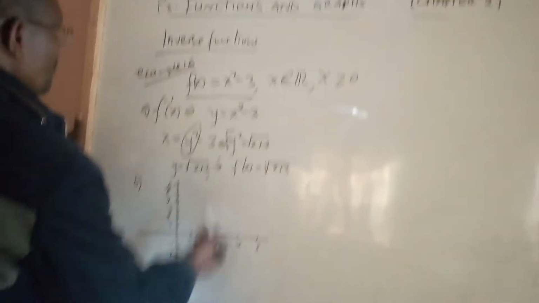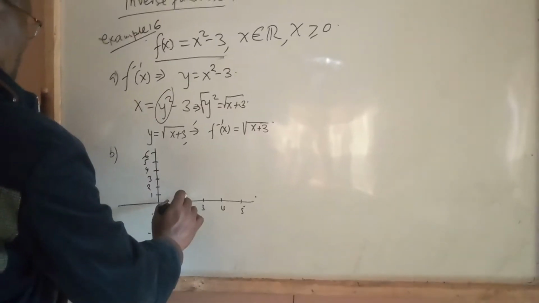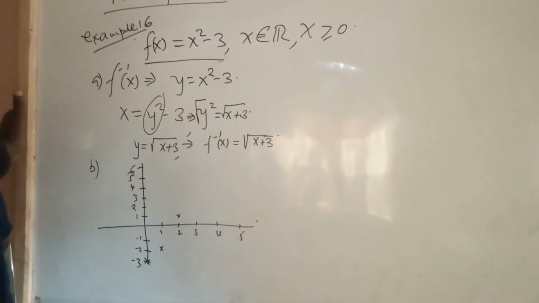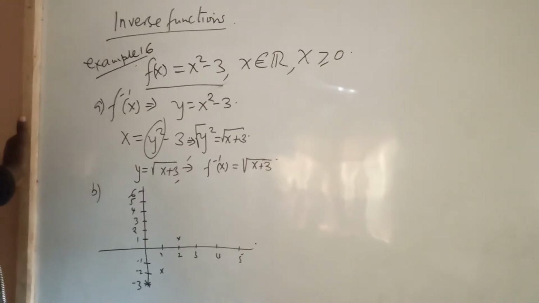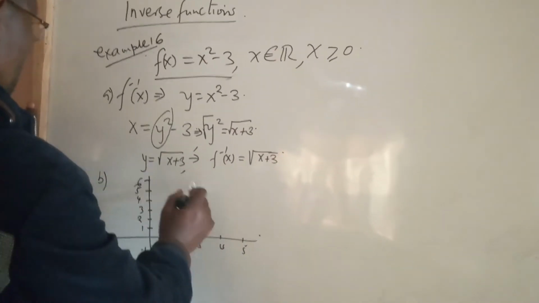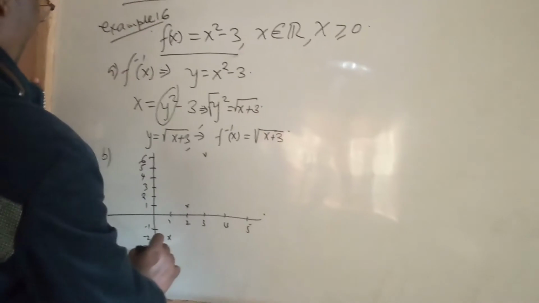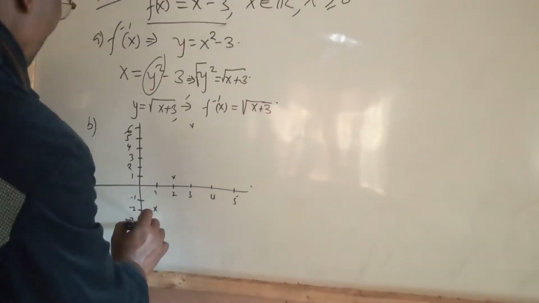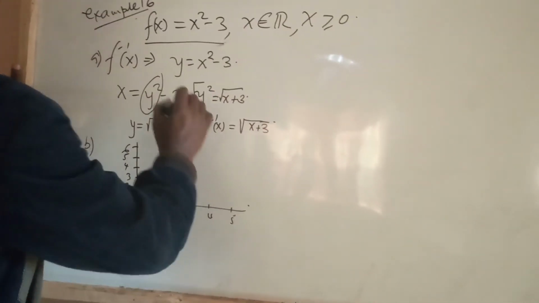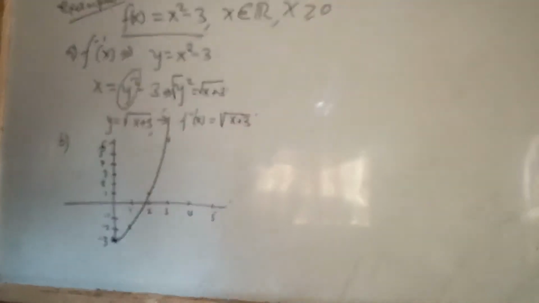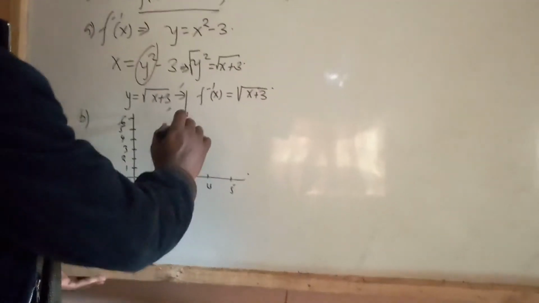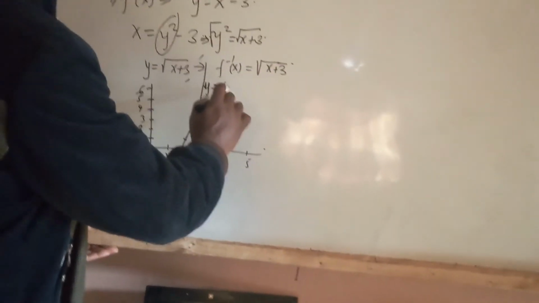When x is 2, you can already see that y is 1. What about when x is 3? 9 minus 3, which is 6. So it shoots up suddenly and the graph looks like that. And as you can see, this is basically the graph of y is equal to f(x).